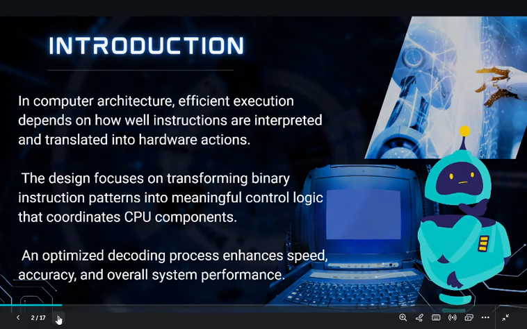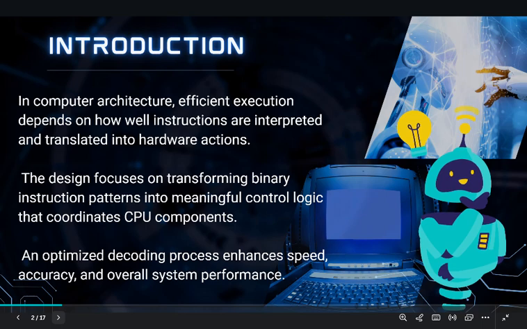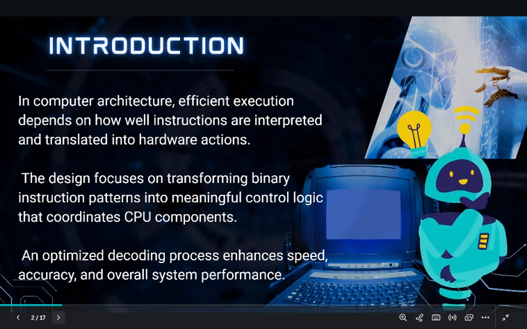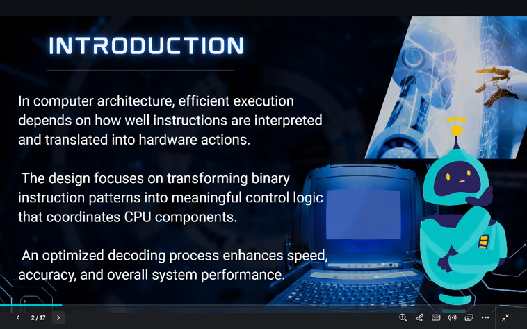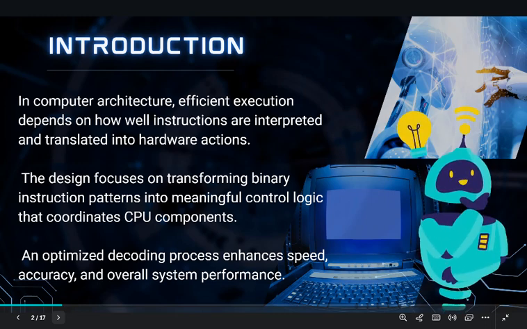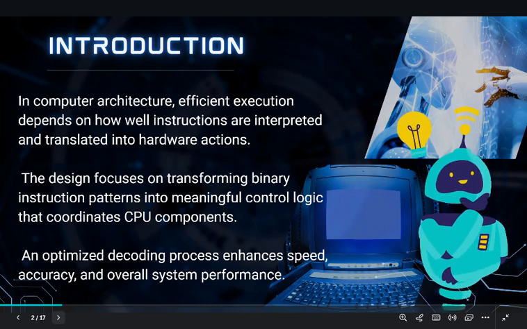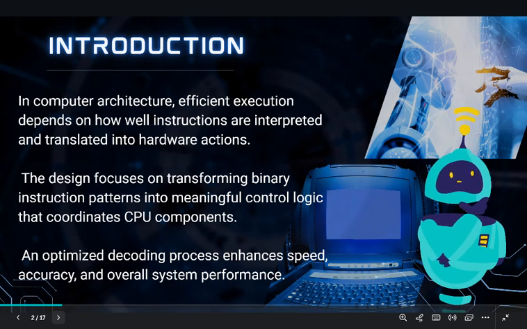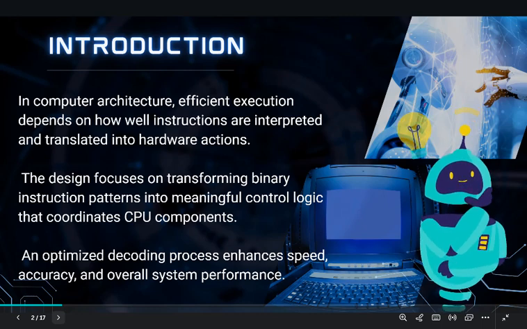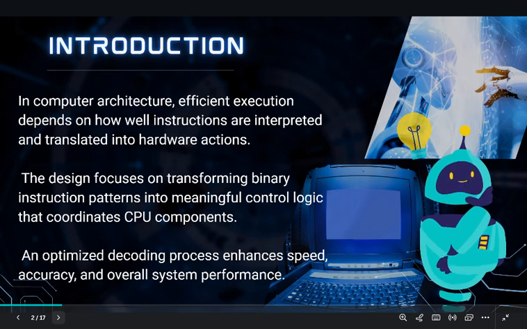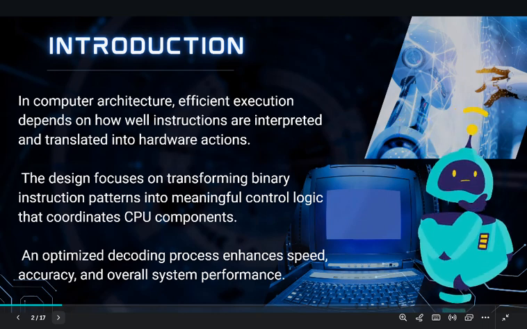In computer architecture, one of the most critical steps in executing an instruction is decoding. The instruction decoder is responsible for interpreting binary instruction codes fetched from memory and translating them into control signals. These control signals direct the CPU's hardware components like ALU, registers, and memory to perform specific operations. A well designed decoder ensures faster, more accurate, and efficient execution of every instruction, which ultimately improves the overall performance of the system.